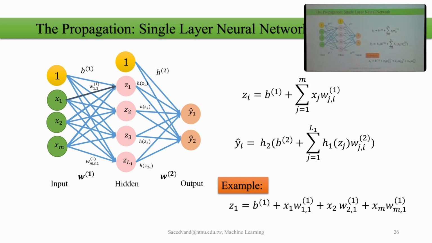Here I put some example. For example, if you want to calculate Z1, this line over here, the equation will look like that. I opened the sum only. Sum of the first weight, second weight, third weight. Simple.